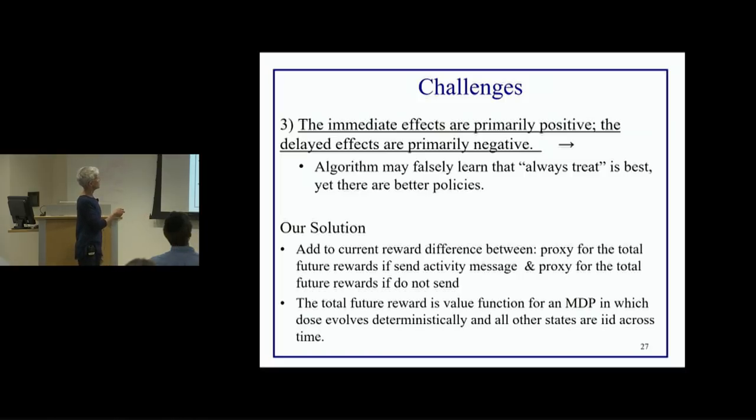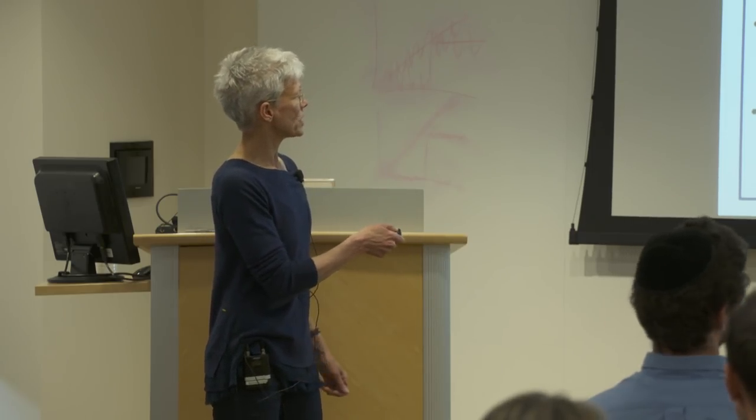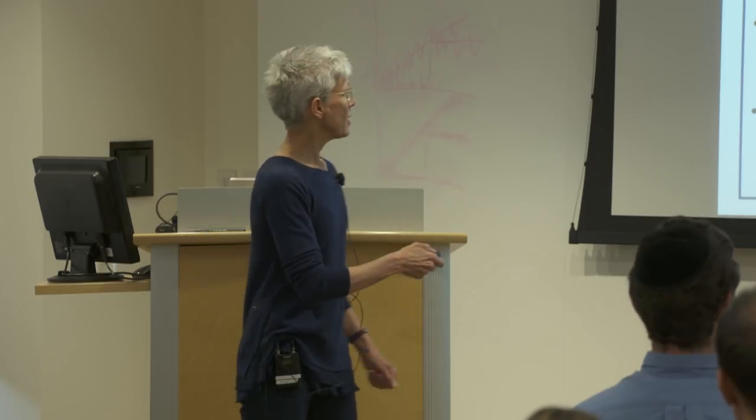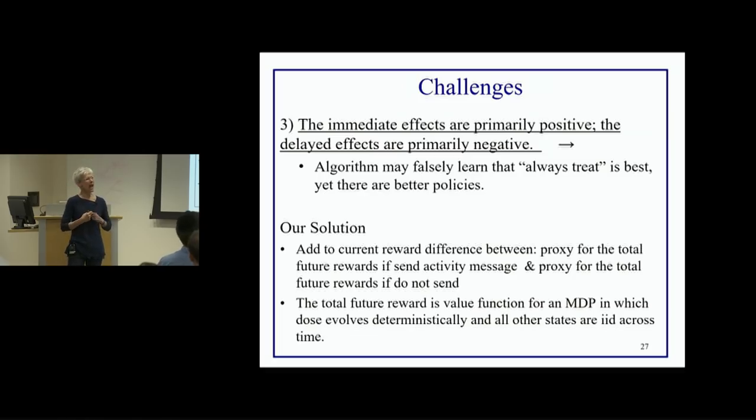Okay, so again, the immediate effects, I already discussed this. If you're looking at actions between sending "I bother you" versus "I don't bother you," that's the contrast I'm looking at right now, then I have to deal with this issue of primarily positive effects in the near term and primarily detectable negative effects in the delayed world. I don't want to accidentally have my algorithm learn to always treat. So what do we do? We do something akin to what Natasha was telling us to do. It's different. We add something to that reward function. We're uncomfortable adding a full-scale prediction of the future rewards. That's too high variance. We want to provide something that has lower variance to the reward.